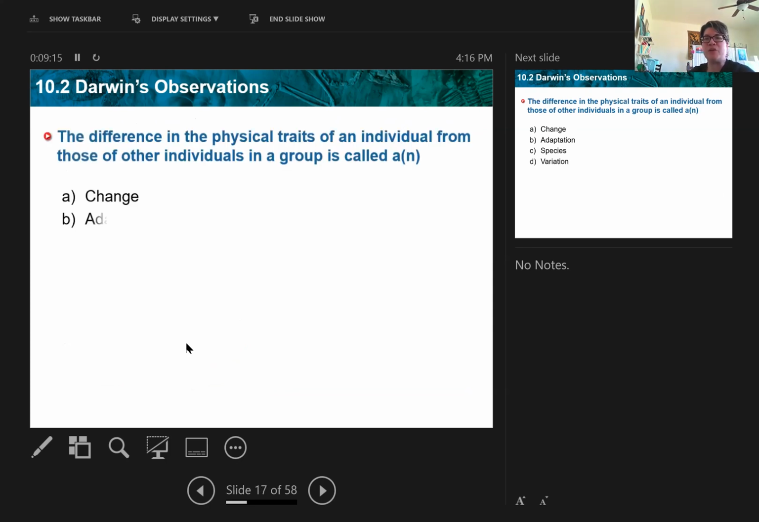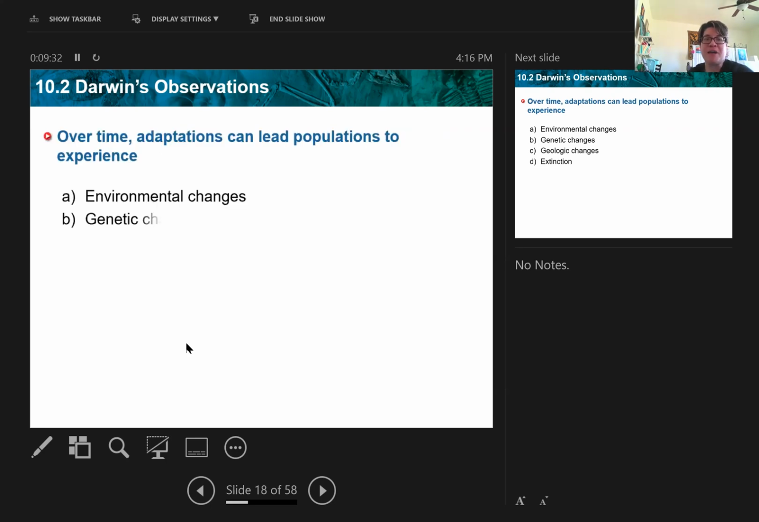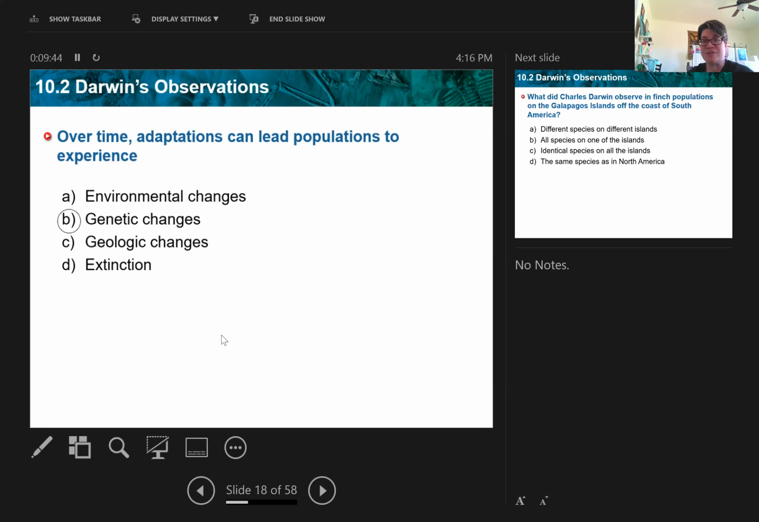And so here's some of your questions from section 2. The difference in the physical traits of an individual from those of other individuals is called, so that would be variation. You have these on your worksheets too, so you can check yourself here. Over time, adaptations can lead populations to experience what? What can adaptations cause populations to experience? So it'd be genetic changes.